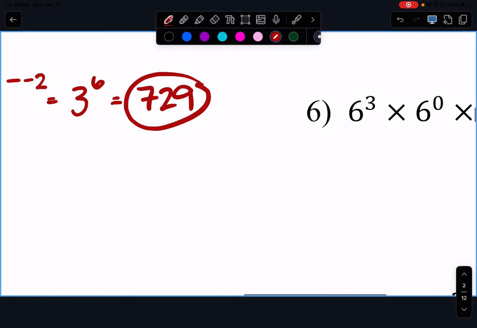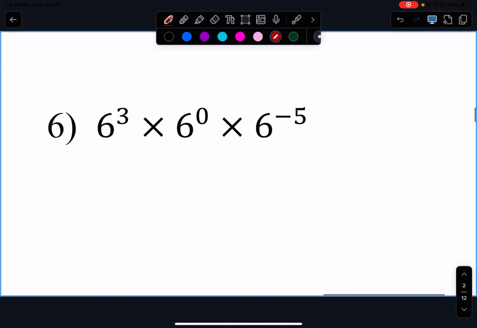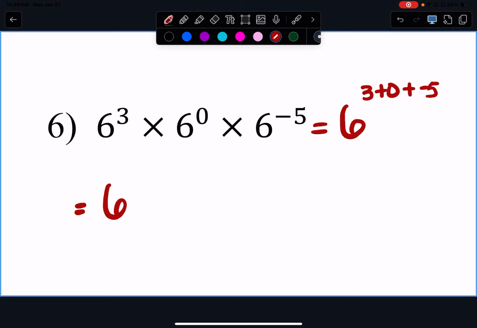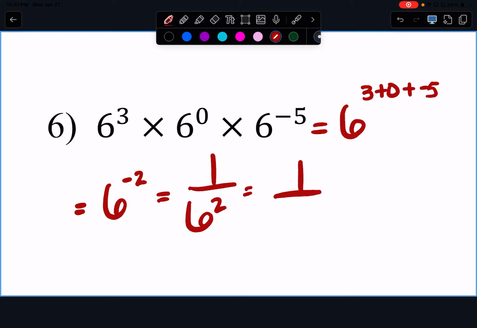Now we're going to look at number 6. When we multiply, what do we need to do with the exponents? Add, subtract, multiply? Add. So what we're really saying is 3 plus 0 plus negative 5. What is that? Negative 2. So where does that send that? Because remember, it is technically the same as saying over 1, and when it does that, it flips it. So it's 1 over 6 squared. What is 6 squared? 6 times 6 is 36.